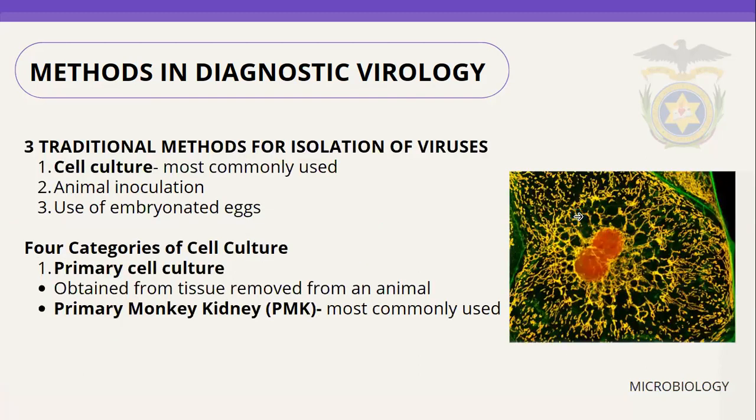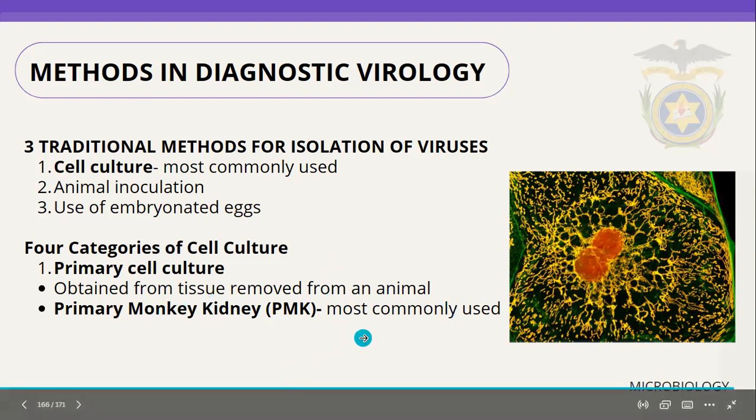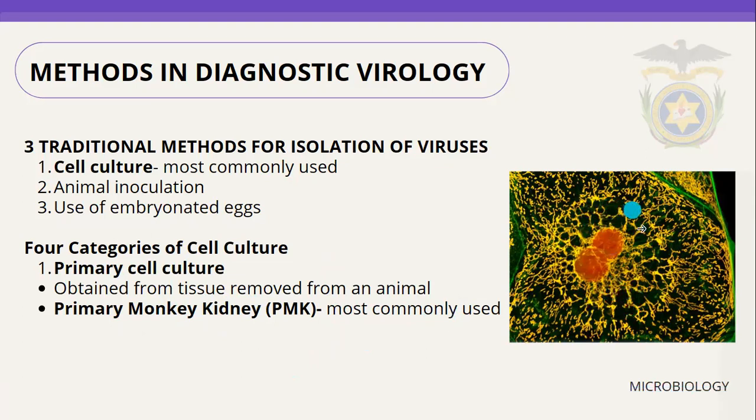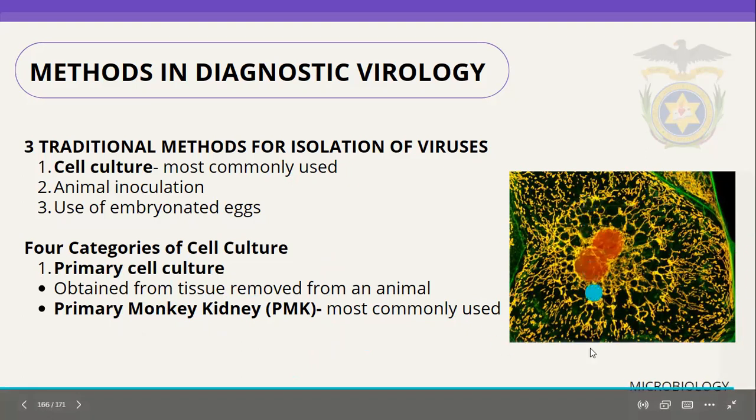So we have three traditional methods for isolation of viruses. Namely, they are cell culture, which is most commonly used, animal inoculation, and use of embryonated eggs. So let's categorize the cell culture. The first one is our primary cell culture, and this is obtained from tissue removed from an animal. And our example here is the primary monkey kidney or PMK, and it's the most commonly used primary cell culture, as seen in this picture.